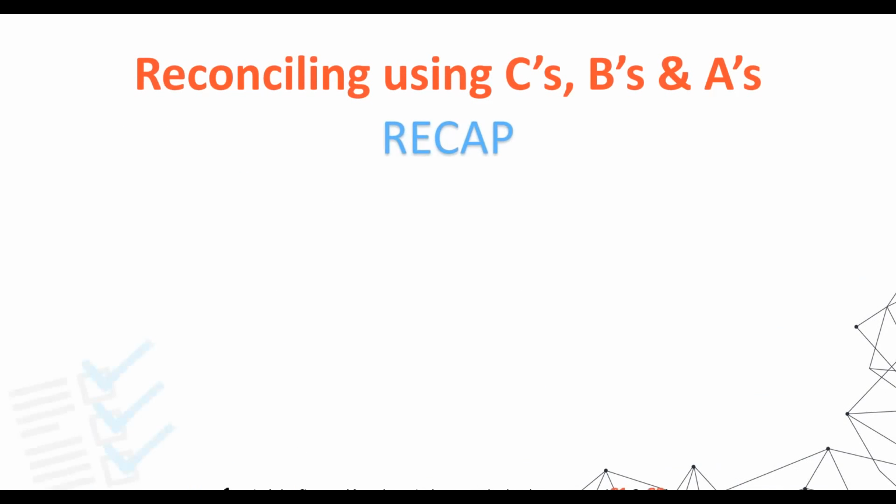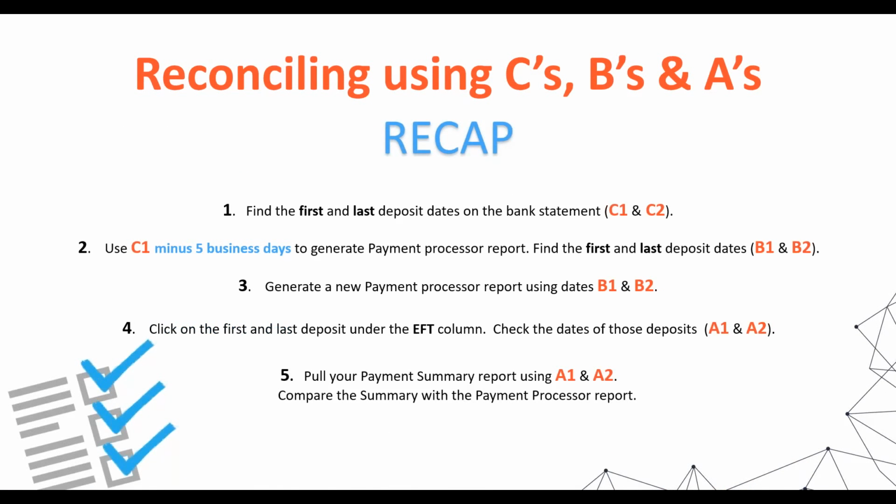Let's take a look at the steps we just took and recap before we put this into practice. Firstly, we found our first and last deposit dates on our bank statement, which were our C1 and C2 dates. Then we used our C1 date minus 5 business days to generate the payment processor report.